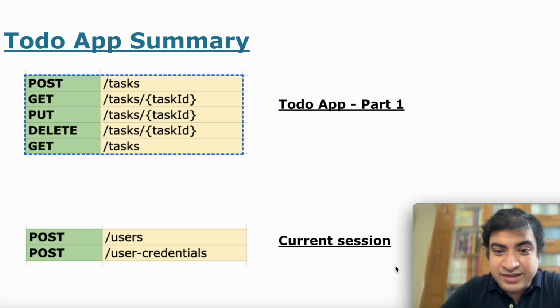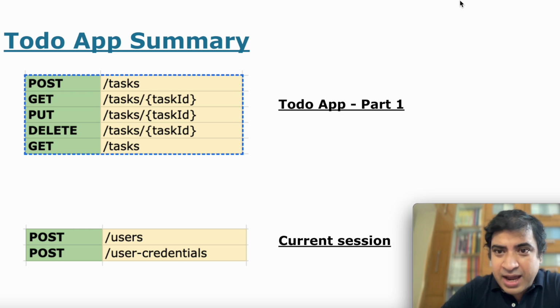Hello and welcome to the second session of building a To-Do app using Spring Boot. In the first session, we built a task service and the different endpoints corresponding to the task service. We created the post endpoint for tasks, which would create tasks, and then the get, put, delete endpoints, which would retrieve, update or delete a specific task.